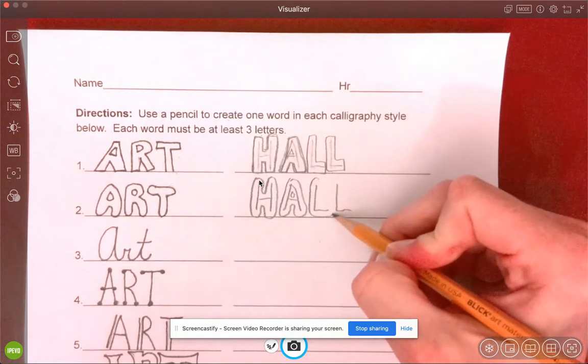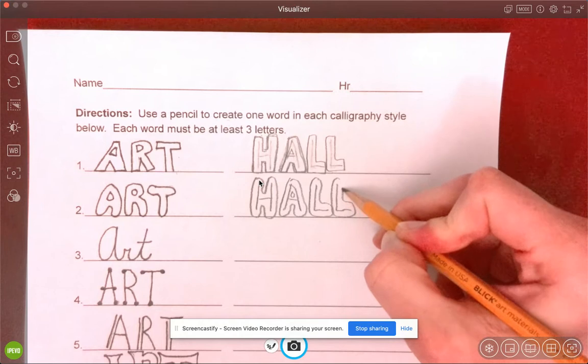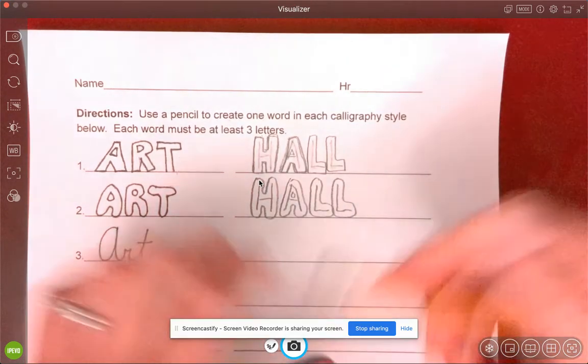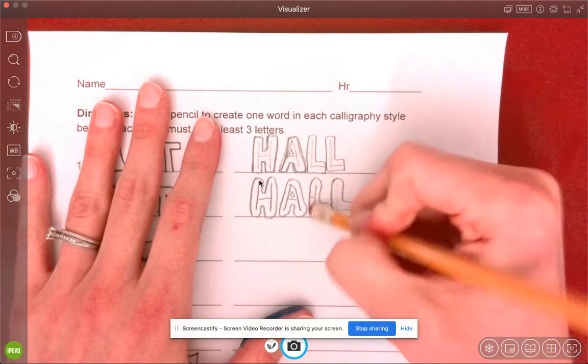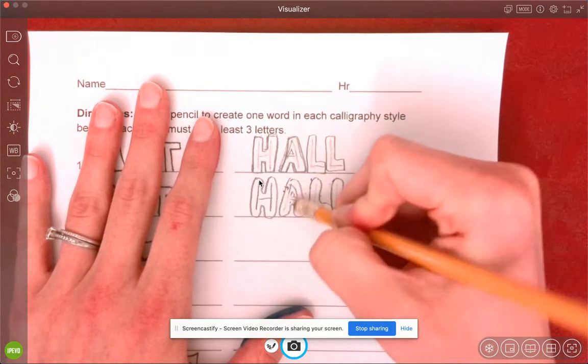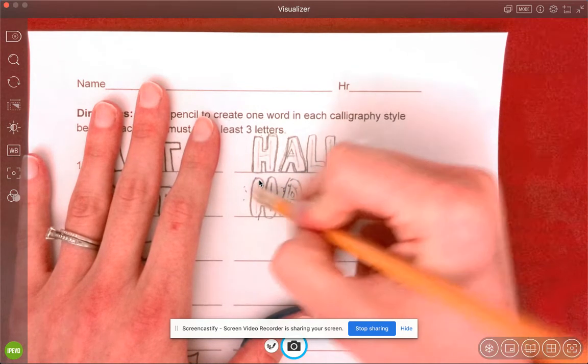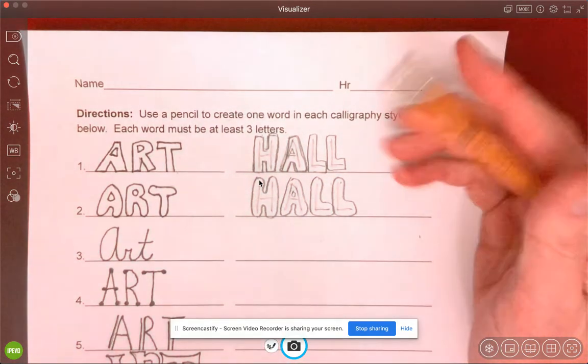Just like that. Okay, and then what I'm going to do is I'm going to go ahead and erase the inside. Okay, and then I have my bubble letters.